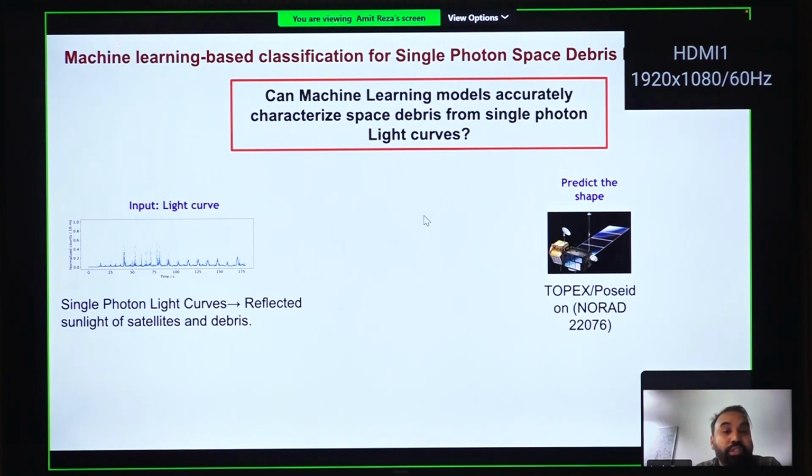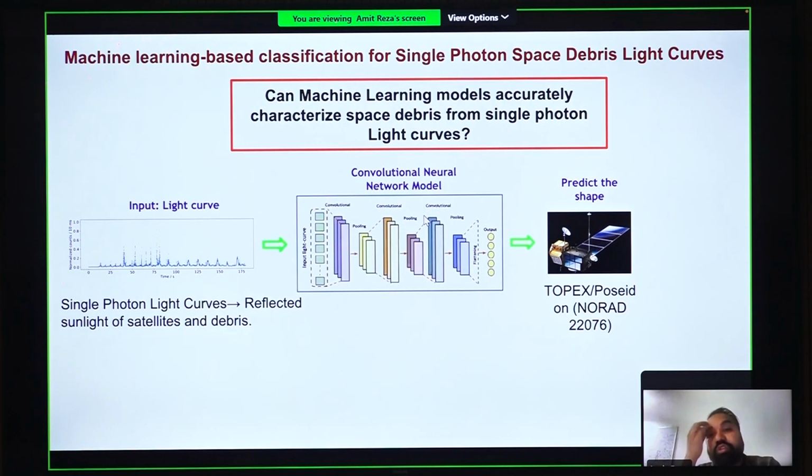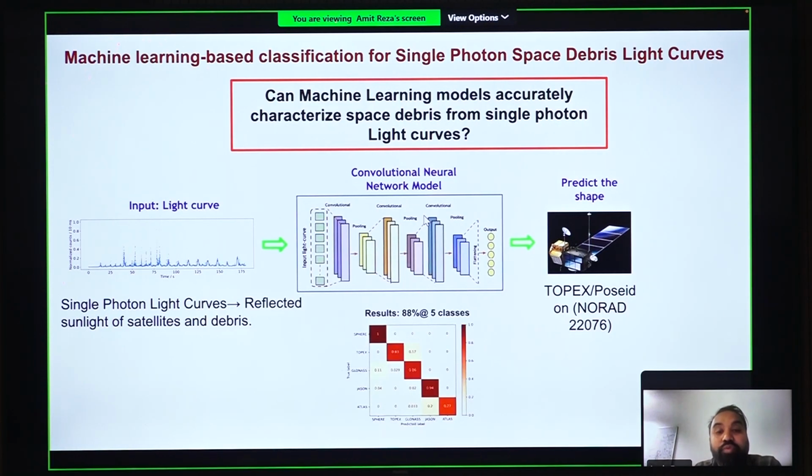But the practical problem is that these light curves are very, very noisy, and it is very difficult to design a machine learning model which can directly learn from this kind of data. So we converted the data into some feature representation, and then trained a CNN architecture which can learn about the shape. For different shapes, for example sphere, TOPEX, GLONASS, Jason, and Atlas, which are different kinds of space debris shape, the accuracy of the model is 88% correct, and this is already published this year.